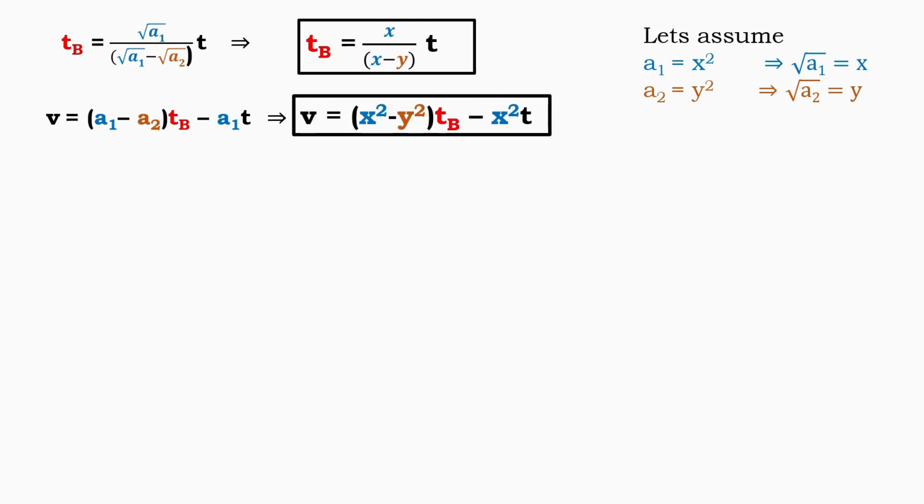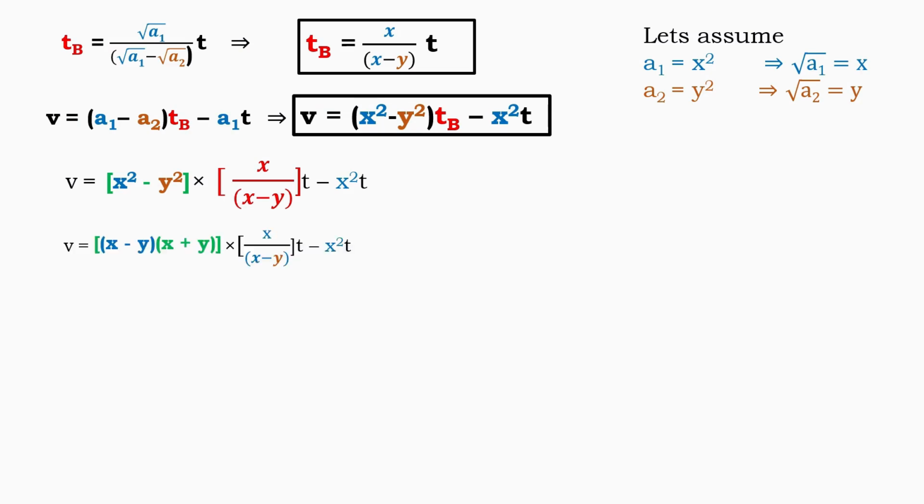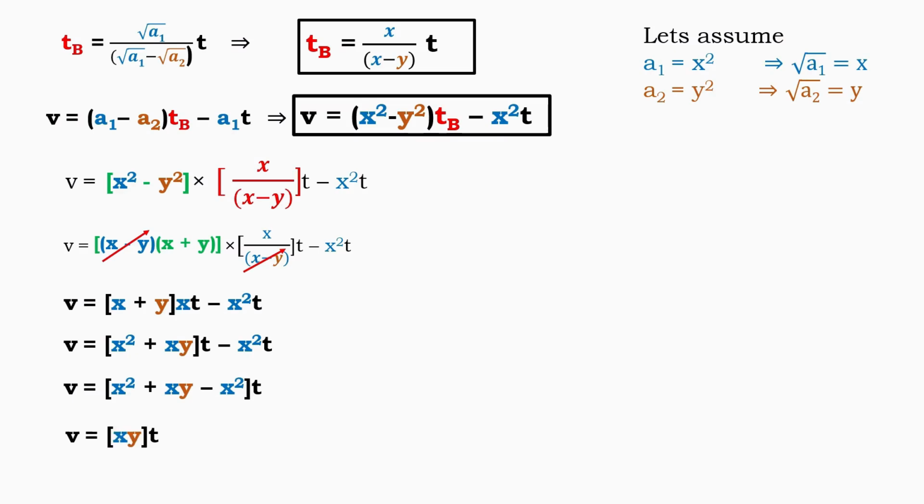We now substitute the expression for t sub b into the equation for v. Notice that the term x squared minus y squared appears in the numerator. This can be factorized as x minus y multiplied by x plus y. The factor x minus y then cancels with the same term in the denominator, making the expression much simpler. Now we only need a few straightforward algebraic steps. On simplifying further, we obtain v equals xy times t.